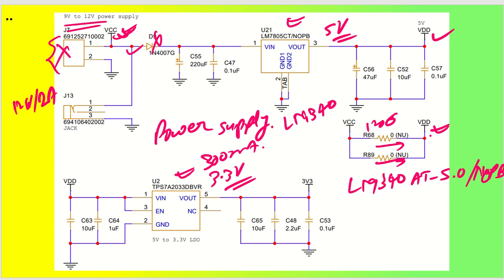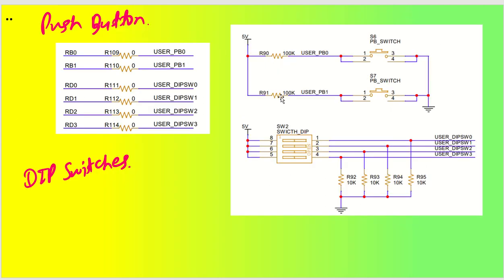All right, now let us move to the next section of the circuit design, where we will be talking about different peripheral connections. I have connected some push buttons, let us say push buttons S6 and S7. These two push buttons are connected to user PB0 and user PB1.